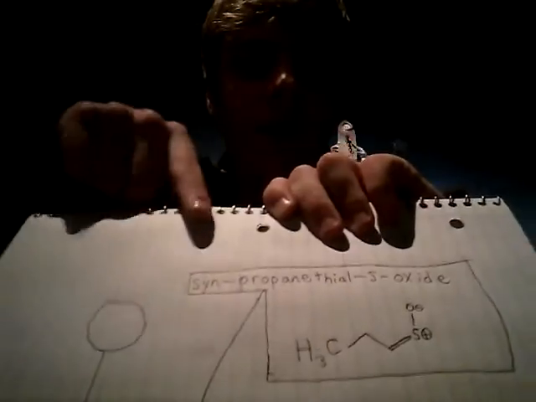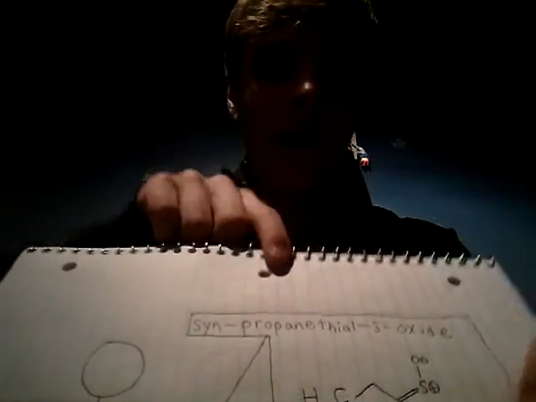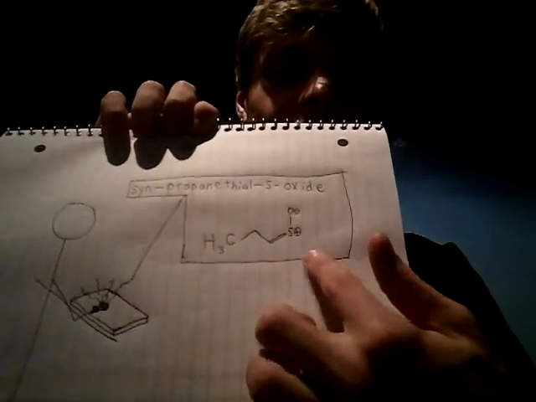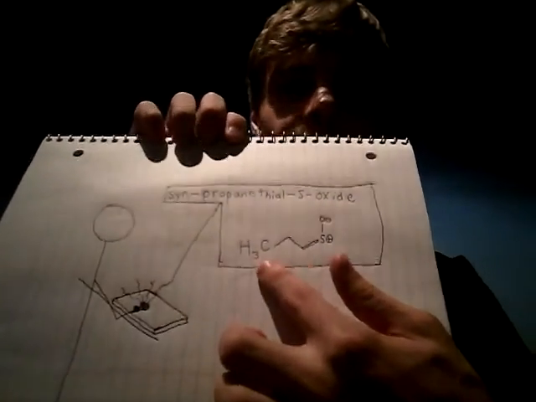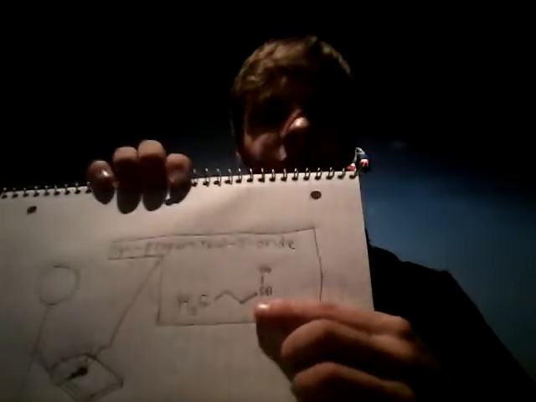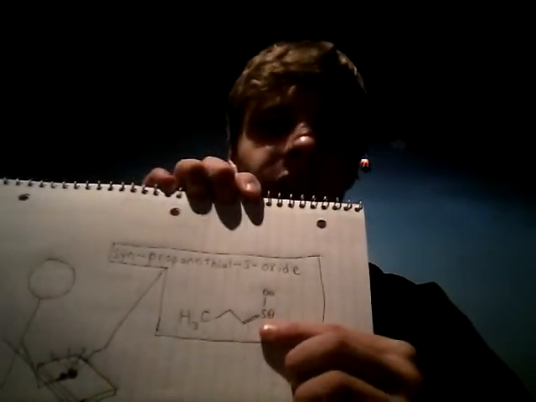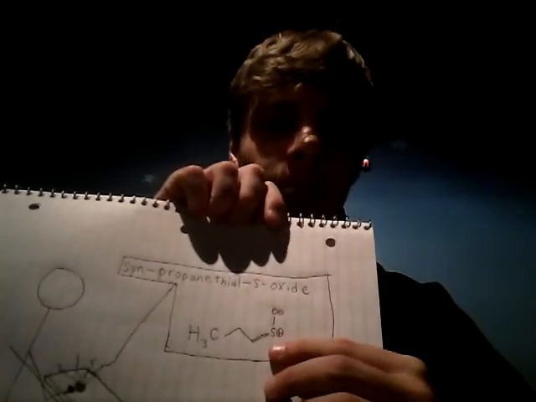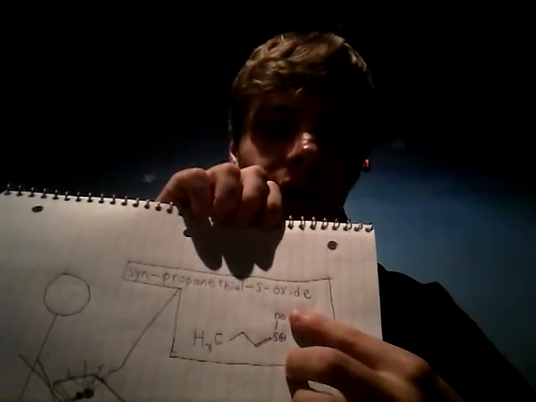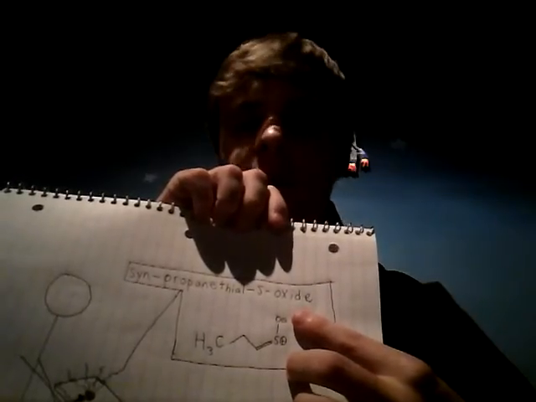It's called syn-propanethial S-oxide. And that's a fancy name for this molecule right here. So we have H3C bonded to a sulfur with a slight positive charge, and that is bonded to an oxygen atom with a slight negative charge. So that's what that looks like there.